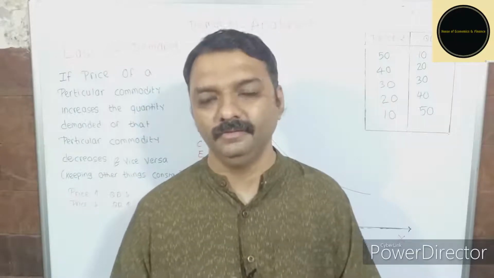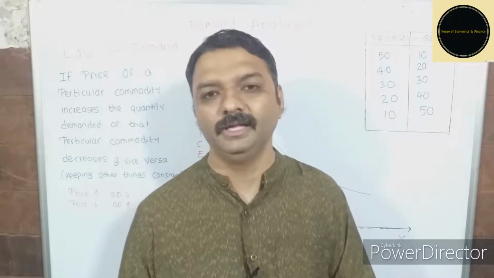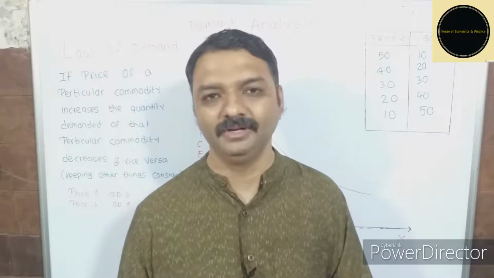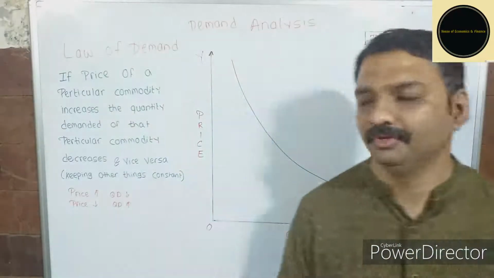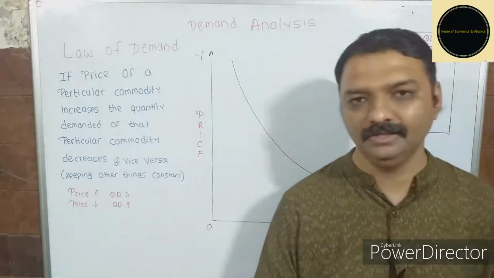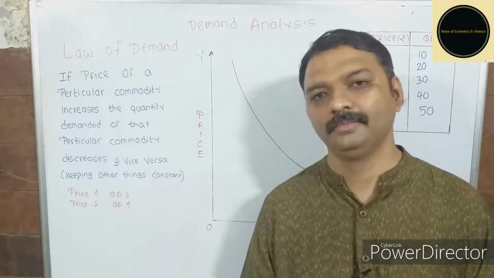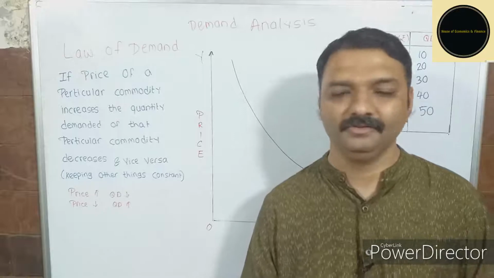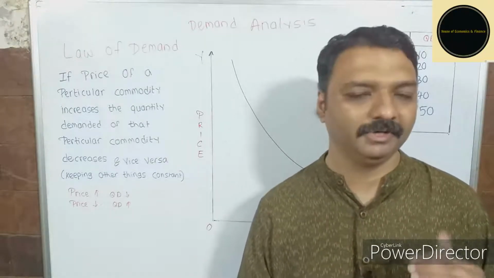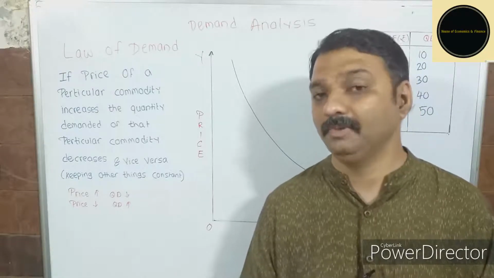This could be explained with the help of the law of demand. So what is this law of demand? I have written here on the board, you can see the law of demand. If the price of a particular commodity increases, the quantity demanded of that commodity decreases, and vice versa. That means if the price of the particular commodity decreases, the quantity demanded of that commodity will increase, keeping other things constant.